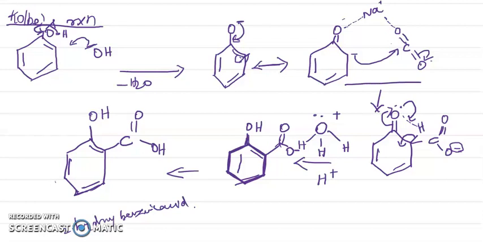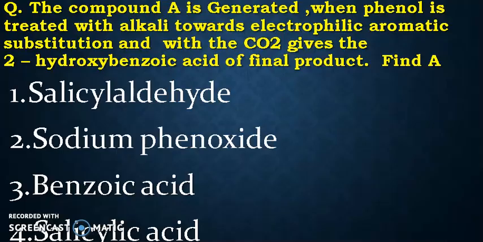But here, what is that? It is the formation of sodium phenoxide. This is the compound A, so this only we have to find out. What is that? Sodium phenoxide. With the phenol group there is an attachment of Na here, so that it is called sodium phenoxide. In the question they have given it, right? The second option is the correct option for this question.